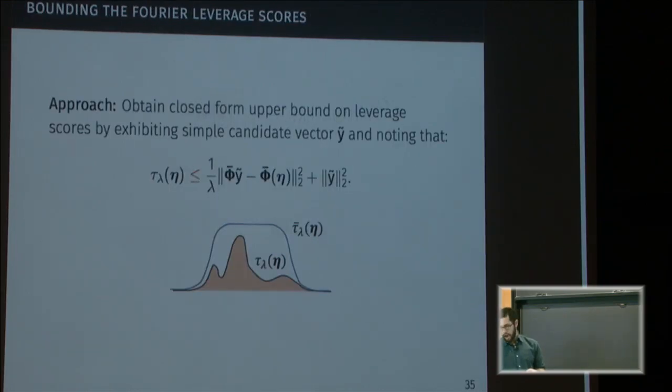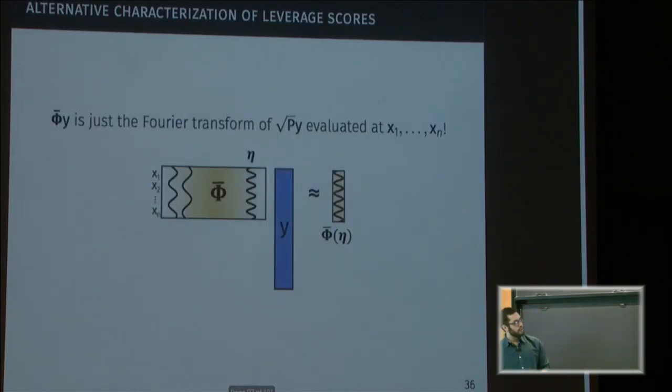But it's also going to be how we bound leverage scores by some closed form simple distribution. In particular, what we want to try to do is produce some candidate y tilde, some closed form solution for this vector, and use it to get a better bound on the leverage score than we would have gotten with the column norm. So specifically, than we would have gotten by just using y tilde equal to the unit vector. Okay.